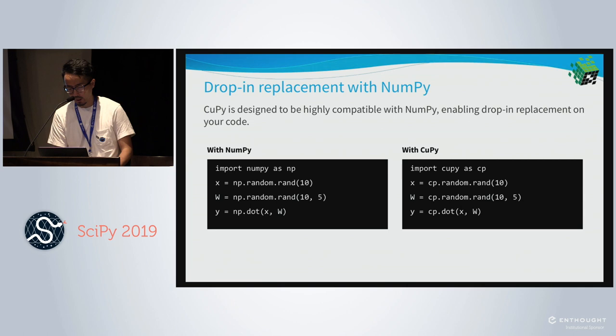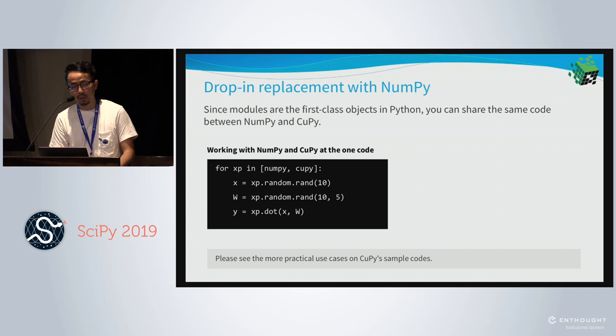Since modules are first-class objects in Python, you can share the same code between NumPy and CuPy. Here's another short snippet working with NumPy and CuPy as one code. Conventionally, we use a variable named xp to assign the NumPy or CuPy module, then use the xp module. Then please see more practical use cases in CuPy's sample codes on GitHub.